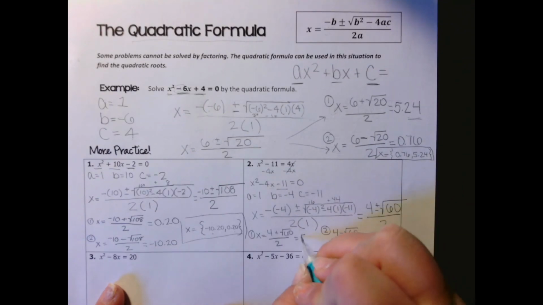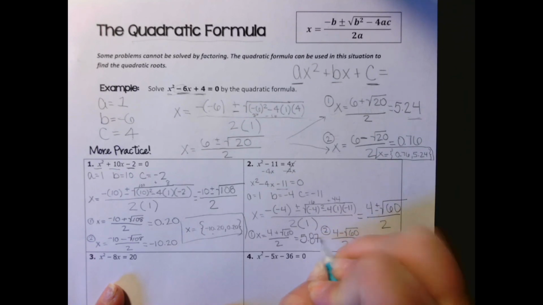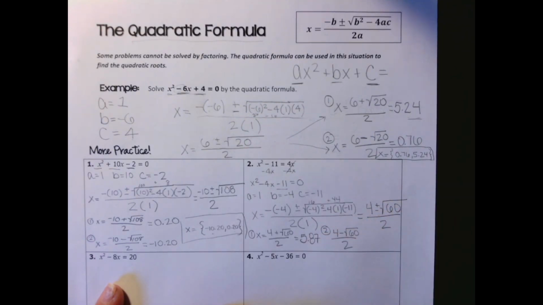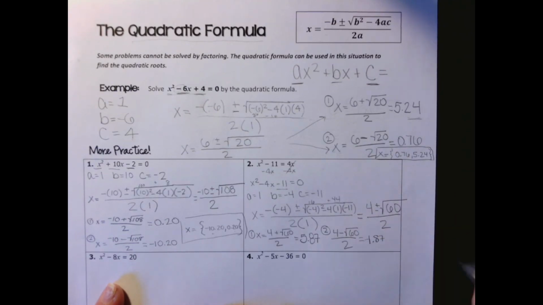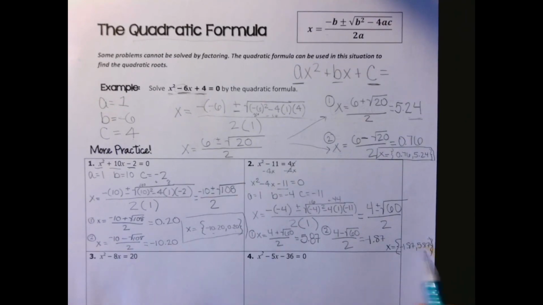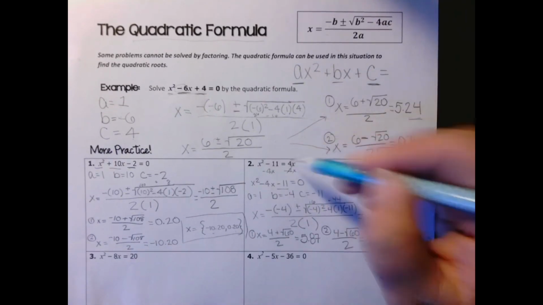So 4 plus square root of 60 divided by 2 is going to give me 5.87. And then plugging the second one in, I have 4 minus square root of 60 divided by 2, which gives me negative 1.87. We're then going to write those in our brackets. These are the two values that we could plug in for x to satisfy this equation.